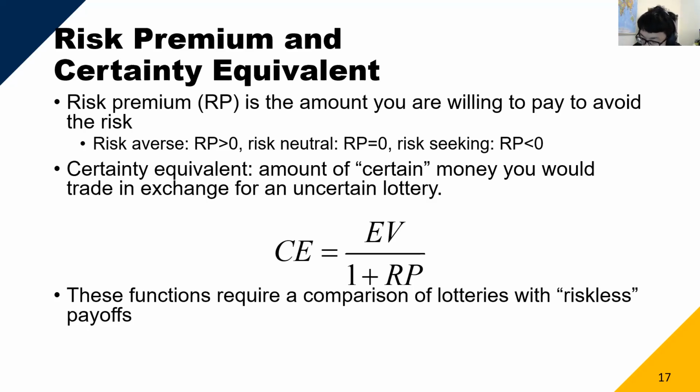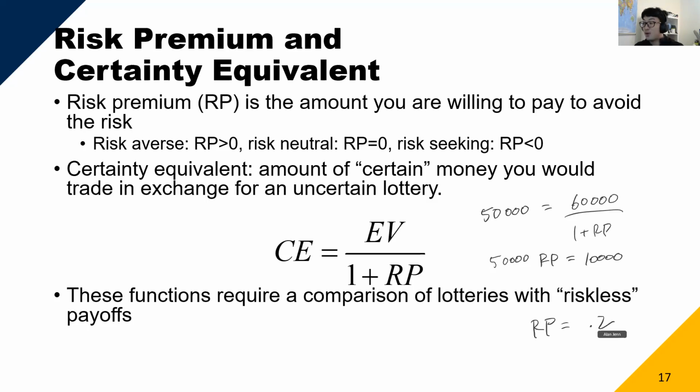So your certainty equivalent is now 50,000, and your expected value is 120. Wait, what did I say? 120. Yeah. So 120. Half of that is 60,000, divided by 1 plus your RP. In this case, it'll be 50,000, RP equals 10,000. So your RP is equal to 0.2.